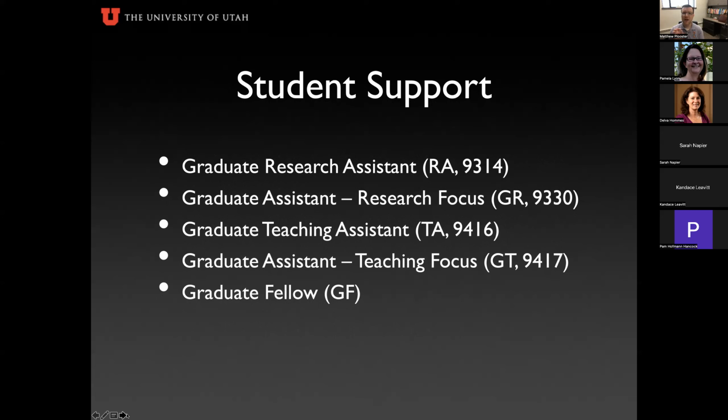And as mentioned before, GR, TA, GT, these are all institutional funds on an activity. RA is on a project. When you have a student who's RA and GR, you have to have 2 separate jobs. You cannot have a split distribution for, let's say, an RA or a GR where you have both an activity and a project. You have to have 2 separate job records.